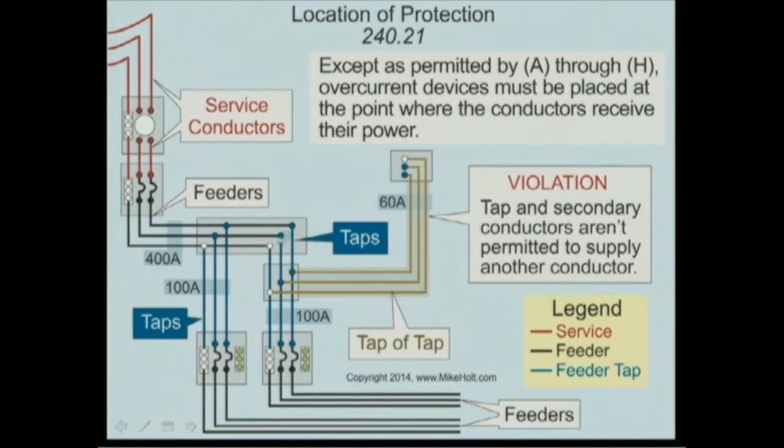Now, when you make a tap, here's a tap here, you cannot make a tap to a tap. So there's your rule. Except as permitted in (A) through (H), overcurrent devices must be placed at the point where the conductors receive the supply, and this is 240.21. So no tap to a tap.